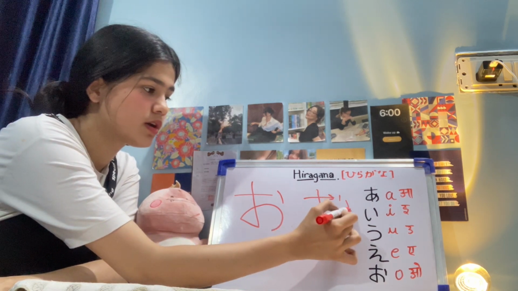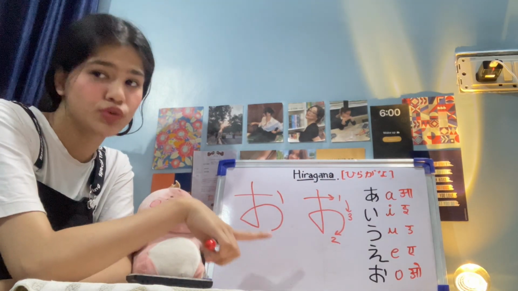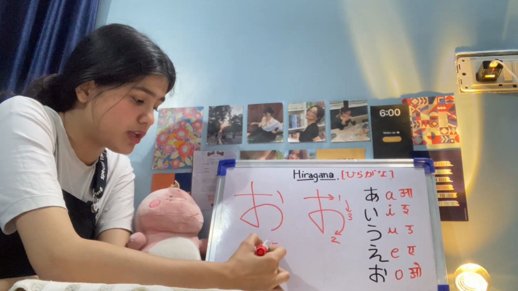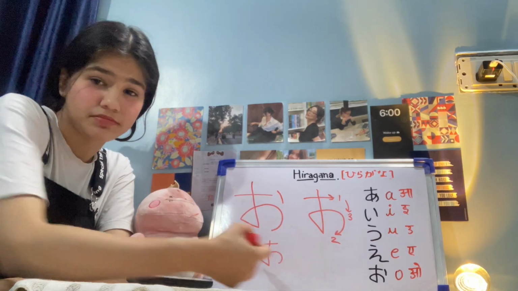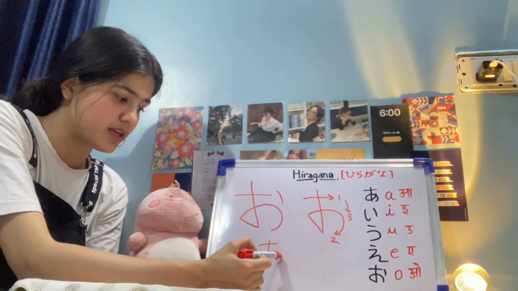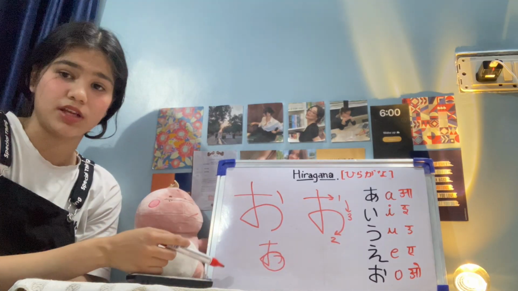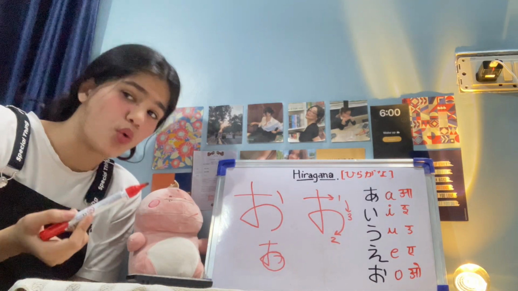So 1, 2, and 3. 3 strokes. It can be memorized, although it isn't that relatable, but it's kind of making an O right here. If you can see that, it's kind of giving O a sound.